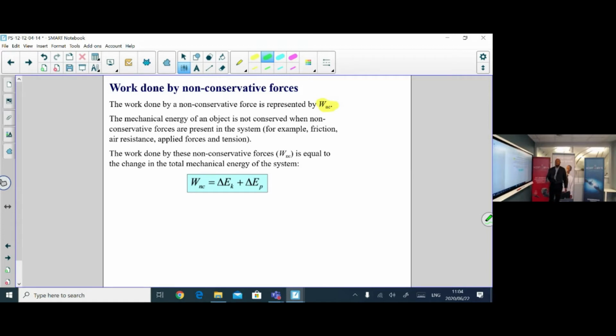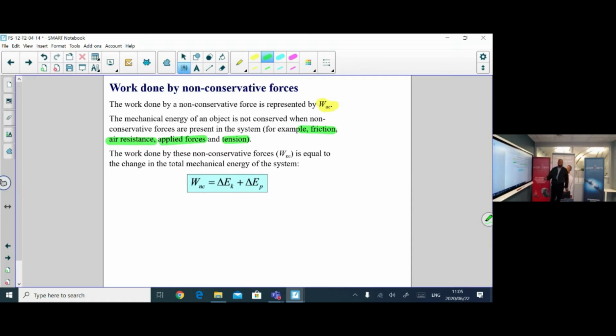In other words, during the motion, some of the energy is going to be removed. Remember, you can't destroy energy and you can't create it; it's transformed from one form to another. During the motion, because of friction, we are going to lose some of the energy in the system, either to heat, sound or light. These are the examples of non-conservative forces: we have friction, we have air resistance, we have applied forces, we have tension.